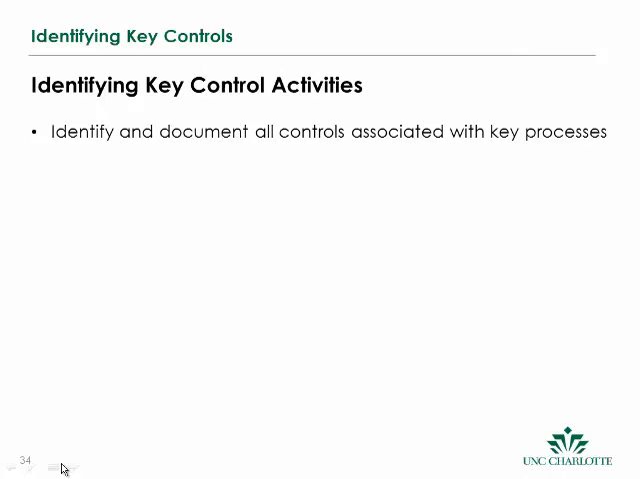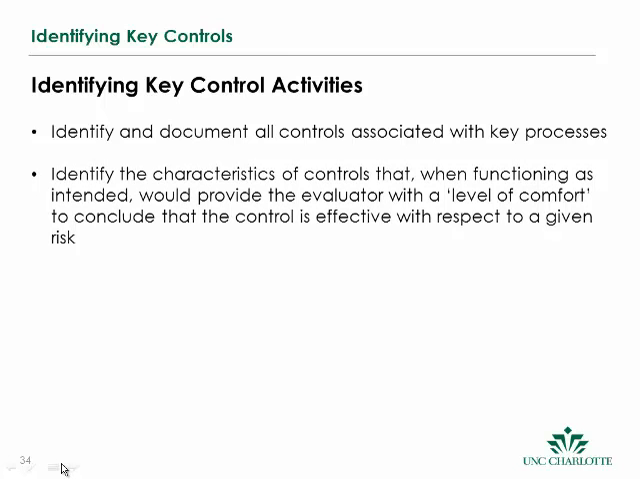Once the process in question is documented, identify and document all controls associated with the key processes. So if the process is cash receipts, three key controls might include: 1. Use of a lockbox and numbered receipts when collecting cash. 2. Segregation of duties between the person who receives the cash, the person who deposits the cash, the person who reports the cash receipt, and the person preparing reconciliations. And 3. Review and sign off of cash receipt and accounts receivable reports and bank reconciliations by a supervisor not involved with cash handling duties. Then identify the characteristics of controls that, when functioning as intended, would provide the evaluator with a level of comfort to conclude that the control is effective with respect to a given risk.